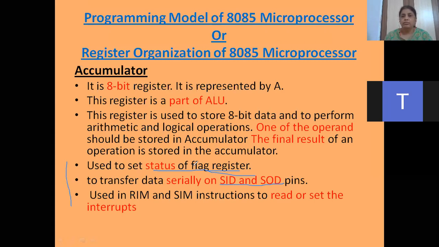And it also helps to communicate data with serial peripherals, because this is not a serial microprocessor, it is 8 bit, meaning 8 bits of data go simultaneously. But old peripherals communicated in serial mode, so we need to communicate with those peripherals. For that we have special pins on the 8085 microprocessor, that is SID and SOD. So from here we transfer data serially, bit by bit.